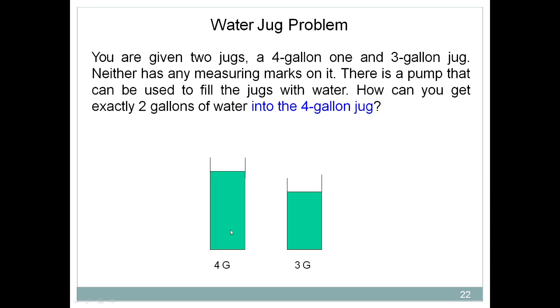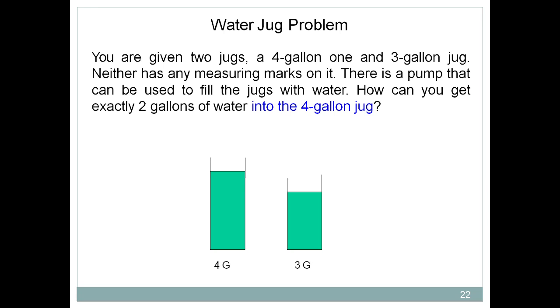Whenever you get such kind of problem, you need to carefully read what is given in the problem statement itself. In this case we want to get exactly 2 gallons of water in the 4 gallon jug. This is important. Maybe it asks for how to get 2 gallons of water in the 3 gallon jug, or in this case there can be an initial condition.